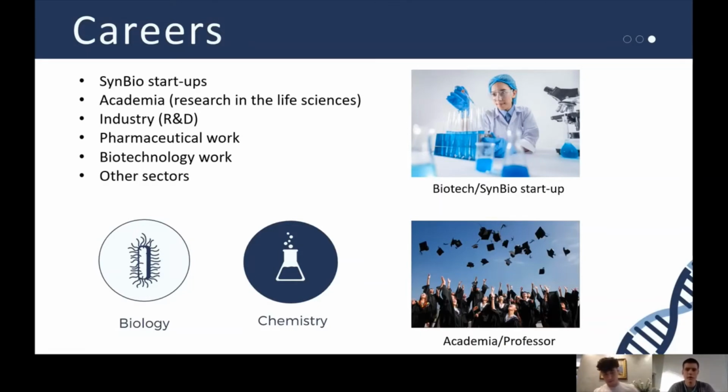So these aren't the only areas that you could go into using a molecular biology degree or major. Your skills that you learn in these degrees will also be looked for in different sectors. So, for example, the finance world or the consulting world, they will also look for the analytical skills that you learn in this major.